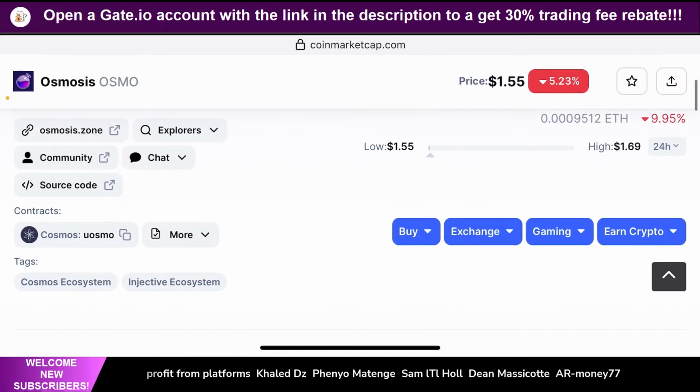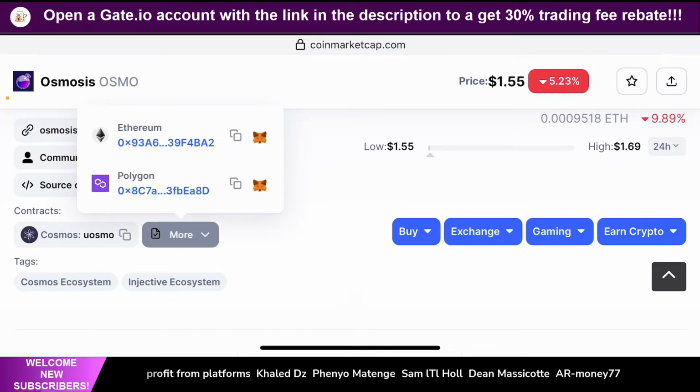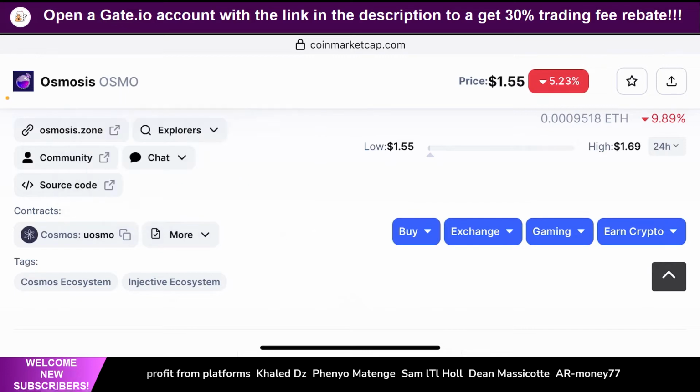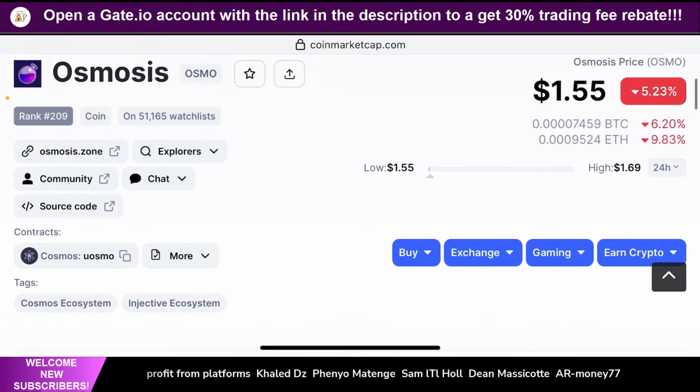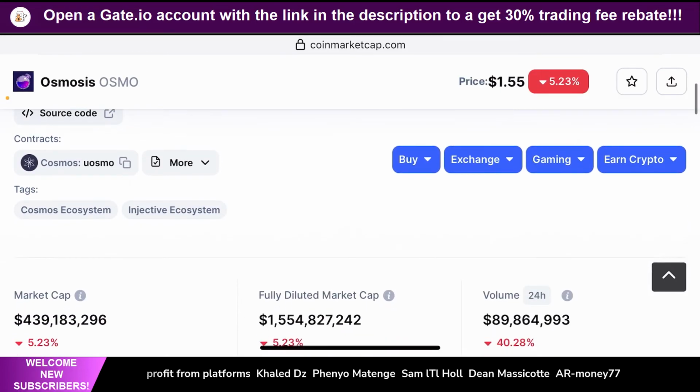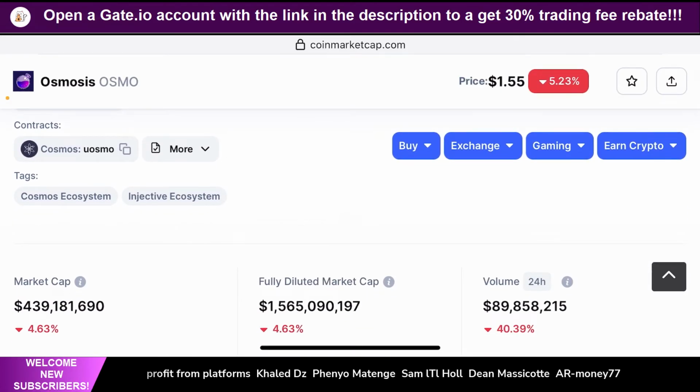So if you scroll below, you can see the website osmosis.zone. Ensure to use the right website because there are a lot of copycat clone websites that are scams. So be very careful of that. The contract is available only from the Cosmos ecosystem. You can also find the token contract from Ethereum as well as Polygon because they are available as ERC20 tokens on the Ethereum and Polygon ecosystem. And the tags only include Cosmos ecosystem as well as Injective ecosystem, right? So this is also available as a token to be traded on the Injective protocol, which is another protocol altogether, right?